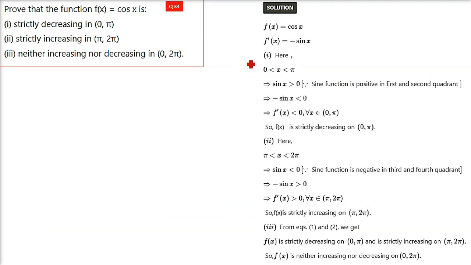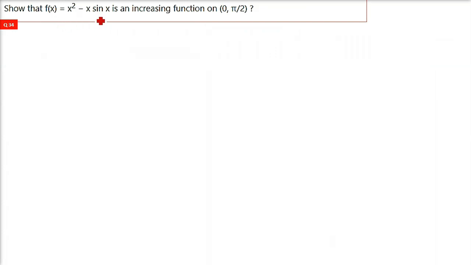So this is how we are going to do this. These are three parts. First differentiate, and on the basis of differentiation and the intervals, try to explain how you are going to solve this. These are the ways. And please remember that a diagram should be very helpful. Show that f of x equals x square minus x sin x is an increasing function on 0 to pi by 2. So we need to differentiate it first. Let us differentiate it.